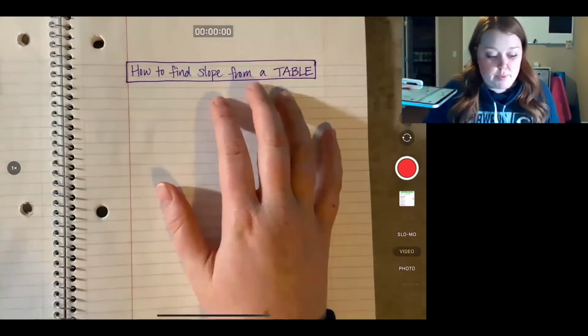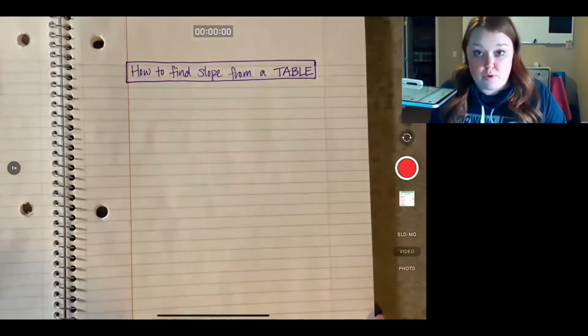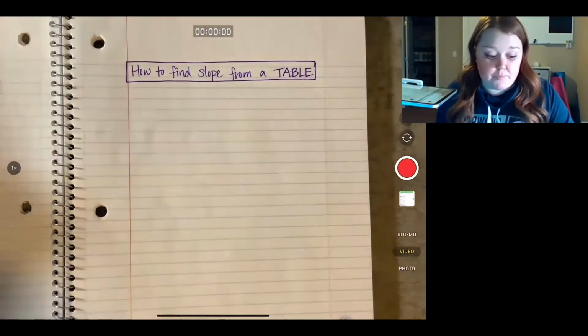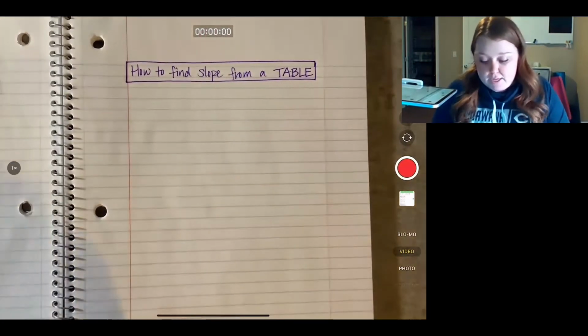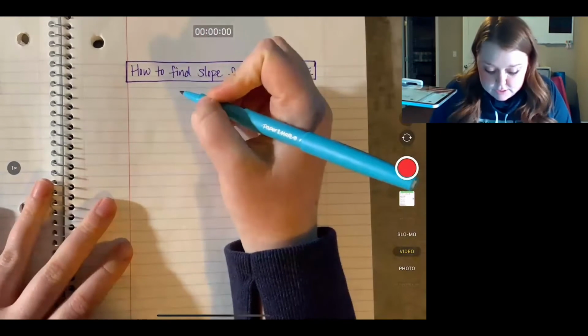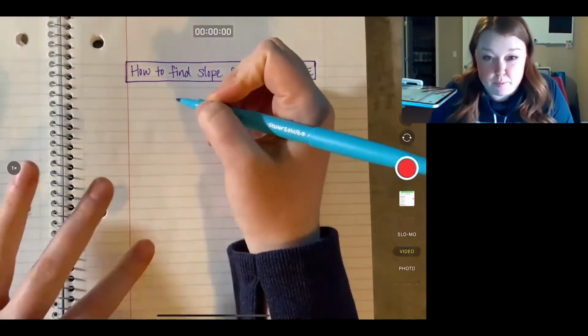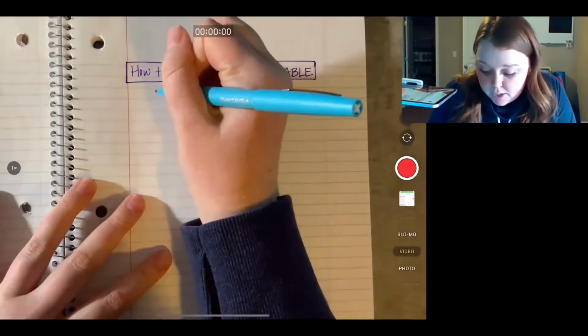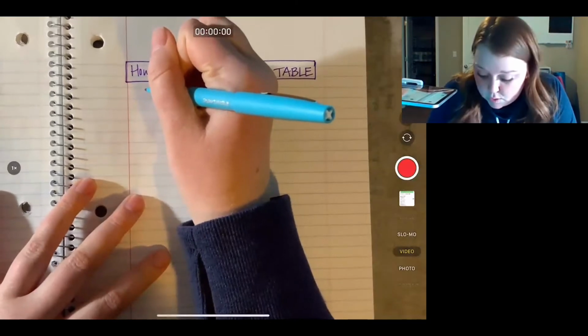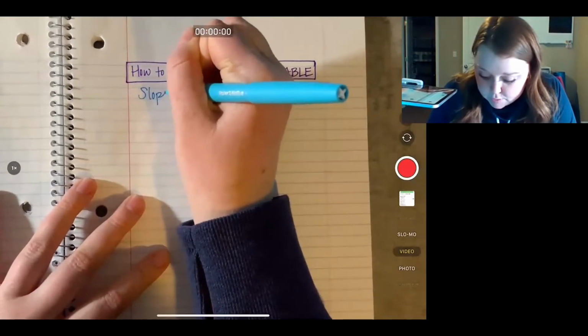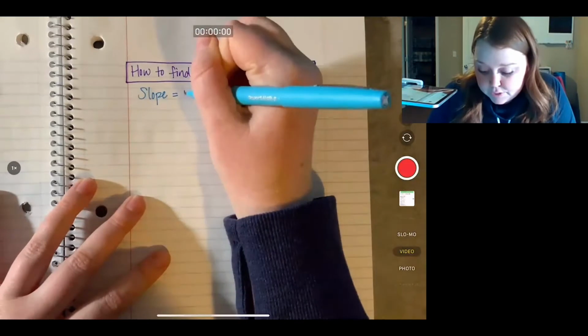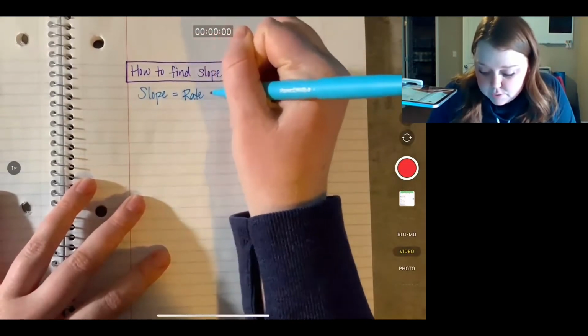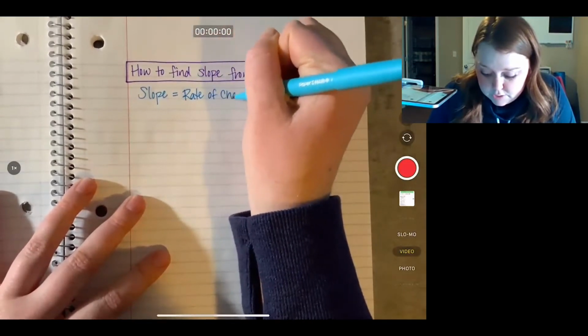Now we're going to talk about how to find slope from a table. So that's the next thing in there, and we are going to add this. I know it's probably somewhere in your notes, but maybe not. So in class the other day, we talked about how slope is actually the same thing as rate of change.